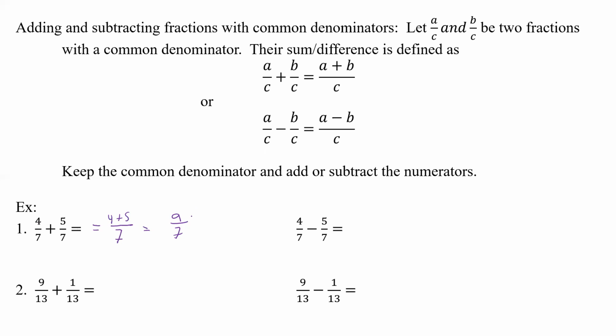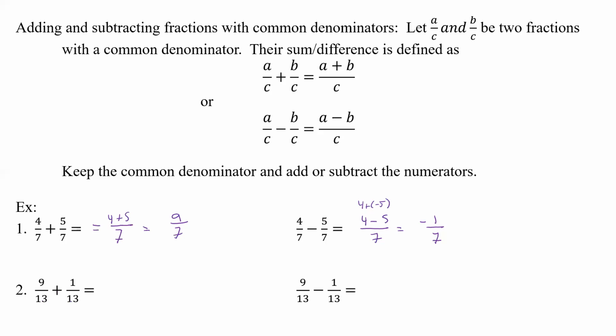All right, what if we take 4 sevenths minus 5 sevenths? Well, in this case, we're going to take 4 minus 5 over 7. And remember, that's the same thing as 4 plus the opposite of 5. So we take the larger minus the smaller, and then take the sign of the larger. So 5 minus 4 is 1. The sign of the larger is negative, so it's a negative 1 over 7. Okay.